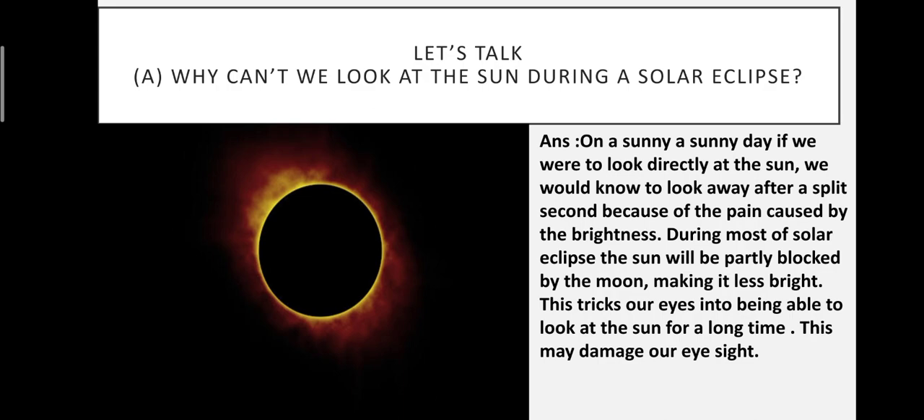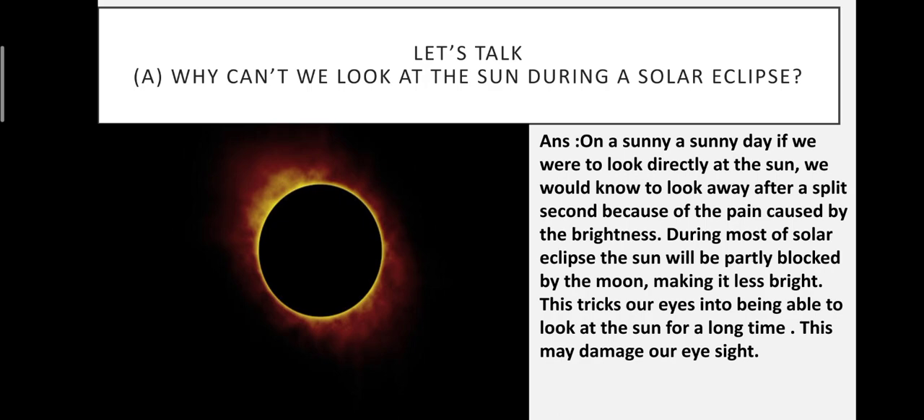And the Let's Talk activity first question is, why can't we look at the sun during a solar eclipse? So the answer is, on a sunny day, if we were to look directly at the sun, we would know to look away after a split second because of the pain caused by the brightness. During most of a solar eclipse, the sun will be partly blocked by the moon, making it less bright. This tricks our eyes into being able to look at the sun for a long time. This may damage our eyesight.